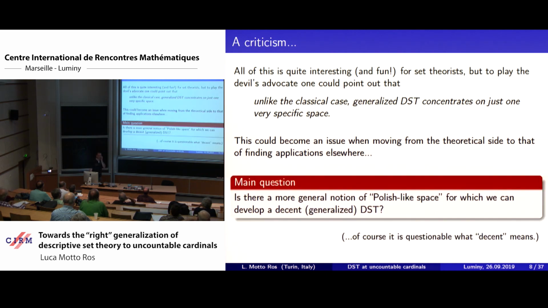So this is the project I'm talking about. I'm taking this question: if I give you a lambda, is there a general notion of Polish space, Polish-like space, for which one can develop in a very general fashion a sort of generalized descriptive set theory? And I put "decent" there, meaning, of course, one can study any class of spaces. The point is that you want a class of spaces which works well, at least for the basic results, the analog of the basic results. So this is what I'm going to talk about today.